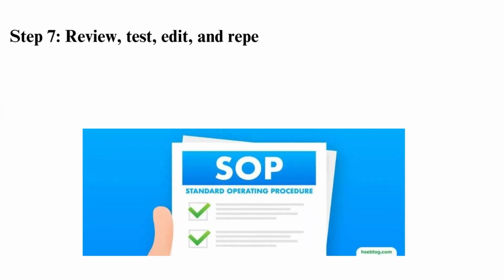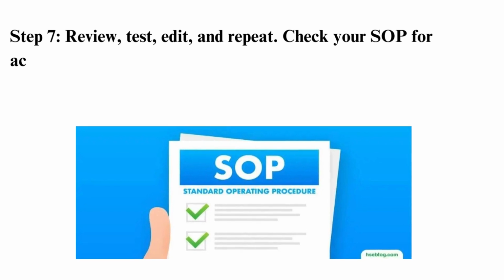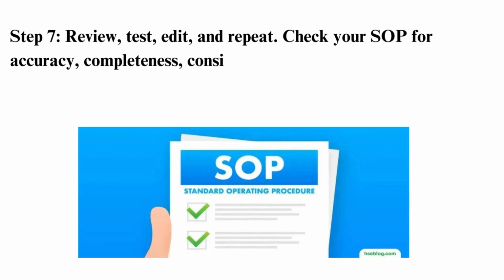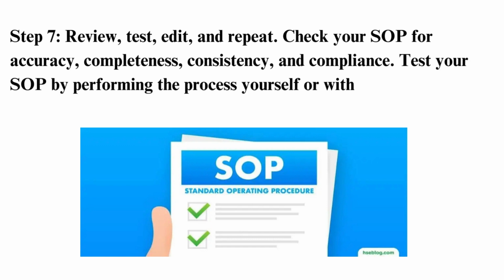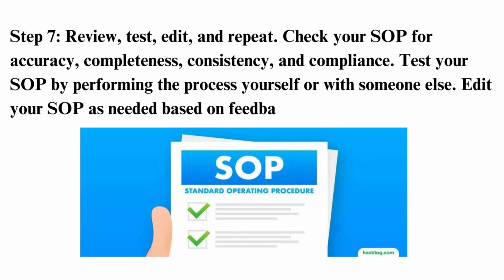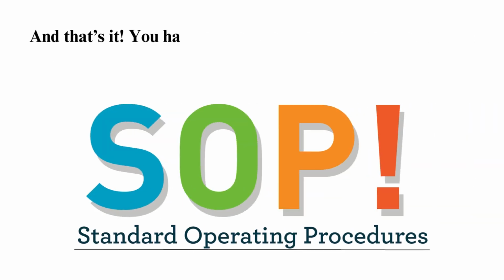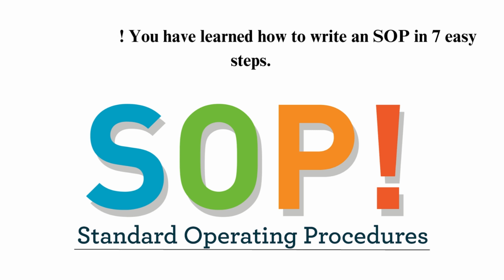Review, test, edit, and repeat. Check your SOP for accuracy, completeness, consistency, and compliance. Test your SOP by performing the process yourself or with someone else. Edit your SOP as needed based on feedback and results, and that's it. You have learned how to write an SOP in 7 easy steps.